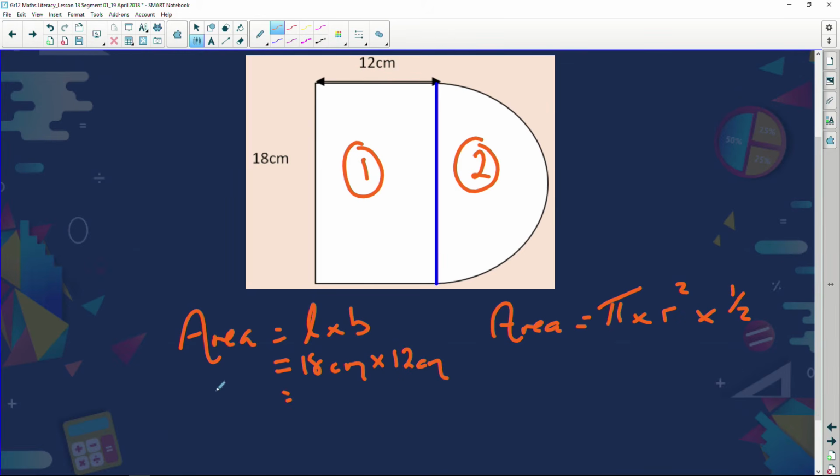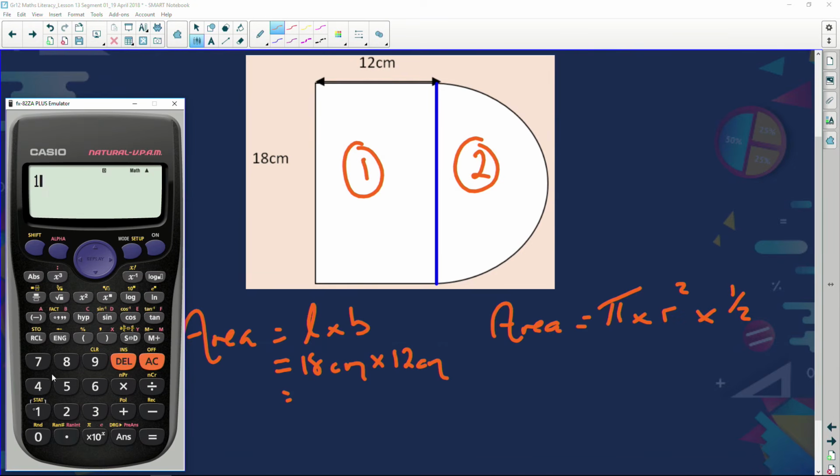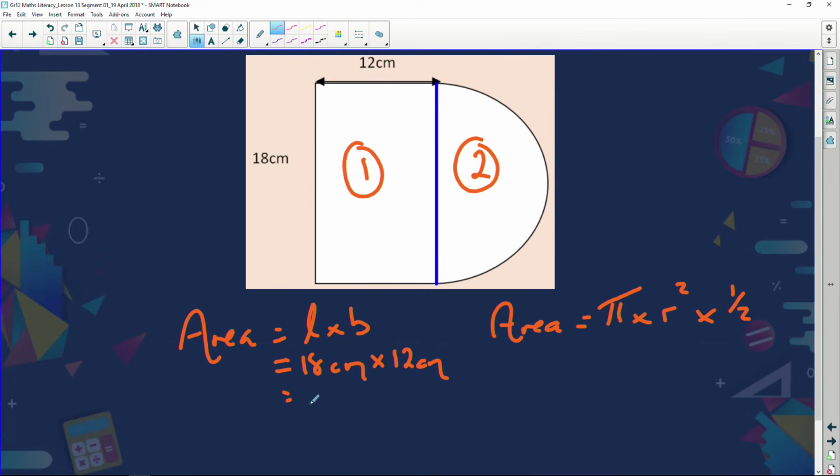We're going to take out our calculator and do this. Out comes the calculator, and we say 18, multiply that by 12, and I get an answer of 216. 216 what? Centimeters squared. Over here, 3,142 multiply by my radius. Now, folks, I don't know the distance from the center point to the end here, but I do know this whole blue line is 18 centimeters.